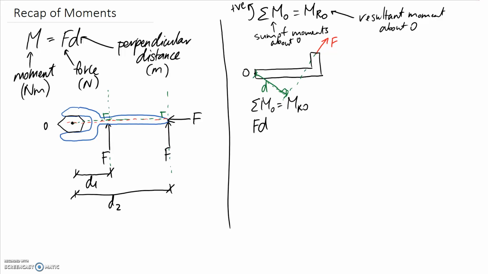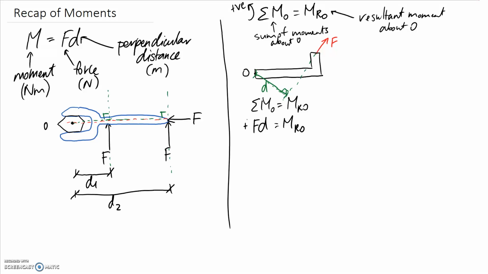Alright, so if we think about this force F, it's going to be pushing in an anti-clockwise direction about point O. Remember that you need to always consider it with respect to your point of interest. So if this is going to try and push us in an anti-clockwise direction, that's positive, so it needs to be positive in the equation. So the resultant moment about point O is equal to positive FD.